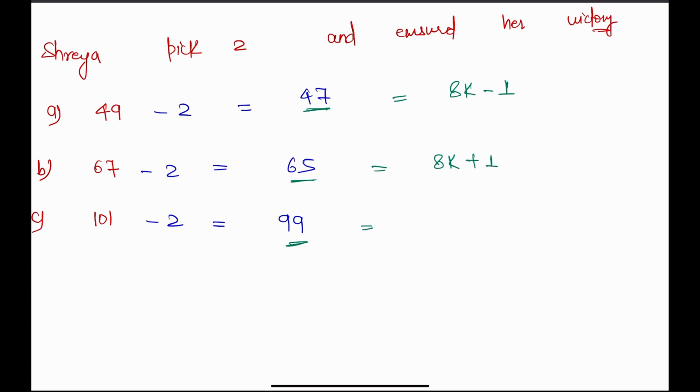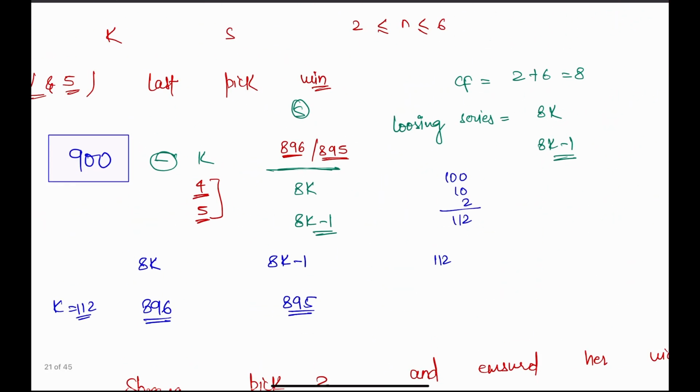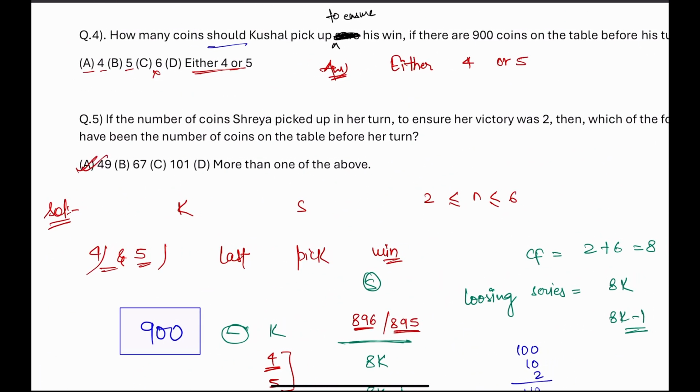It will be then again 80 plus 19, 18 plus 16 is 96. So 8k plus 3. So of all these 3, this is not the losing series, this is not the losing series, this is our losing series. So the answer will be 49. 49 is the answer to this question.